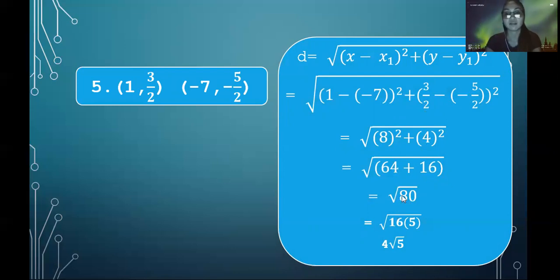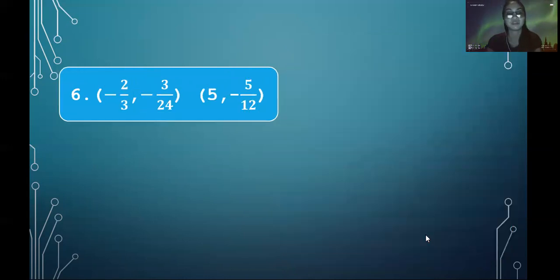Then factor 80, it will become 16 times 5. So the square root of 16 is 4. So the final answer is 4 square root of 5. Number 6.